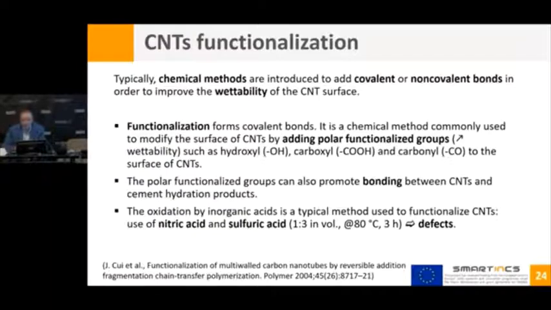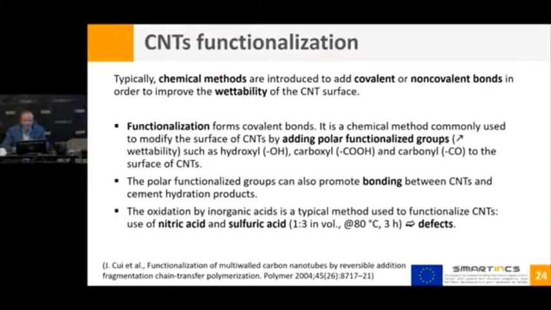This is not the only one, and for carbon nanotubes, other solutions were also investigated, which belong to the chemical methods. For example, these chemical methods add covalent bonds on the side of the carbon nanotubes in order to improve the wettability of the carbon nanotube. Among the different groups that can be attached on the side of the carbon nanotubes are hydroxyl, so OH groups, carboxyl groups, COOH, or carbonyl, CO groups, that can be fixed laterally on the surface of the carbon nanotubes.